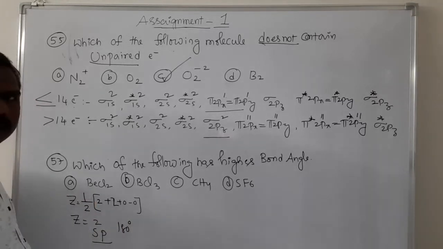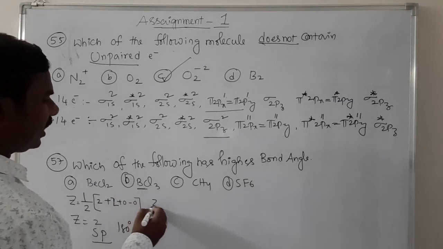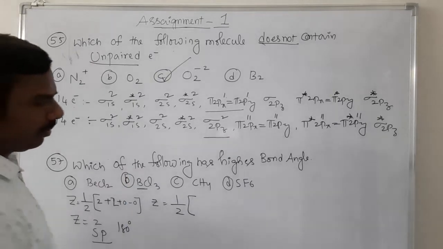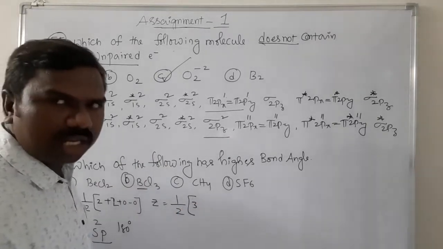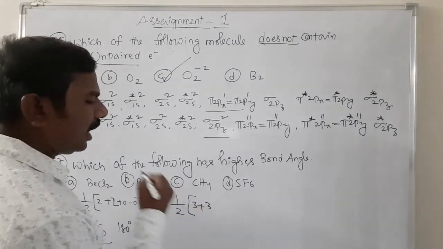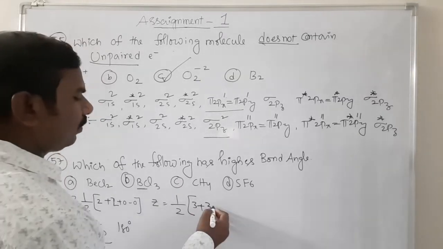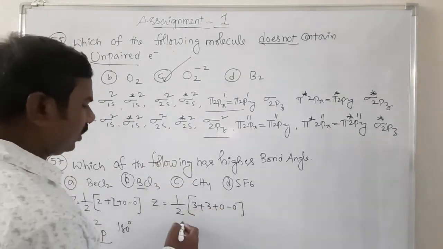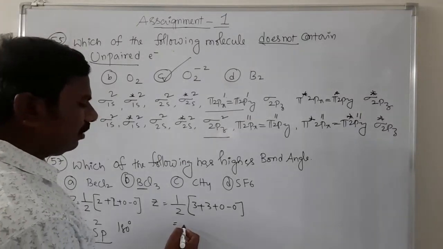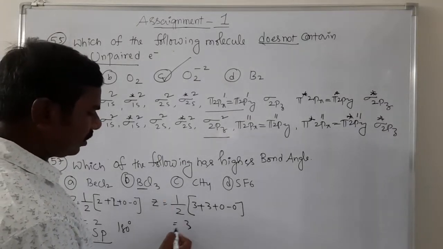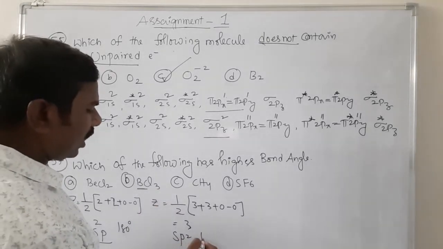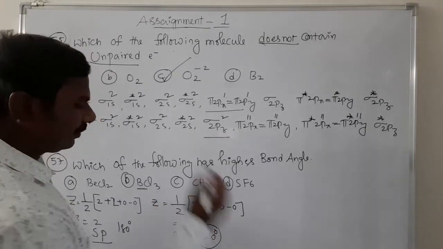180 degrees. BCl3: Z, I am calculating, is half into boron central atom valence electrons 3, plus 3 monovalent atoms, plus 0 minus 0. No cation, no anion charge. Then the answer will be 3. 3 means sp2. sp2 means bond angle is 120 degrees.